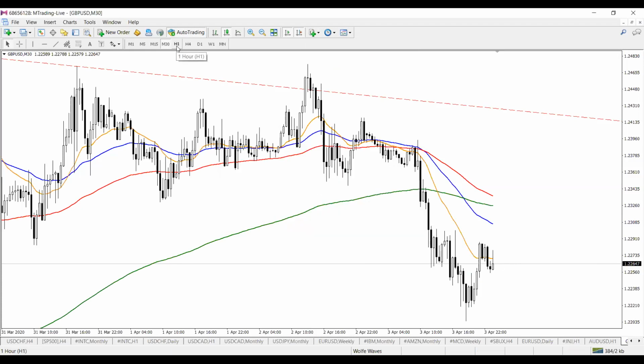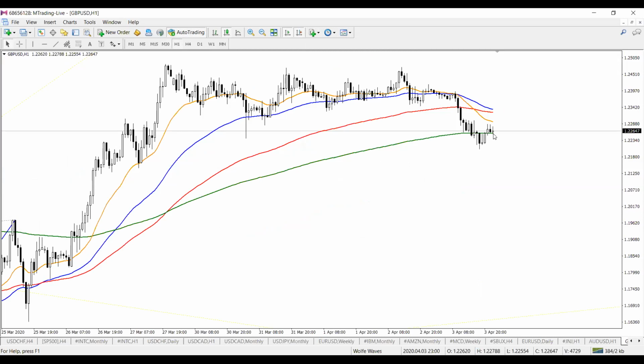So let's go and have a walk through the different time frames. There you go. You have a little bit of support. That's the 200 on the 1-hour chart. Look how the orange, the 20, is sort of catching up. It will catch up with the pound if it comes up above 122.80. Then we move to the 4-hour.